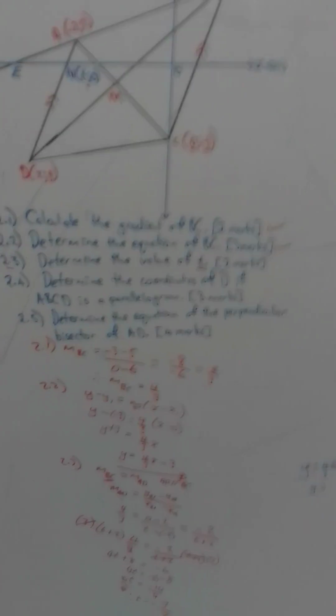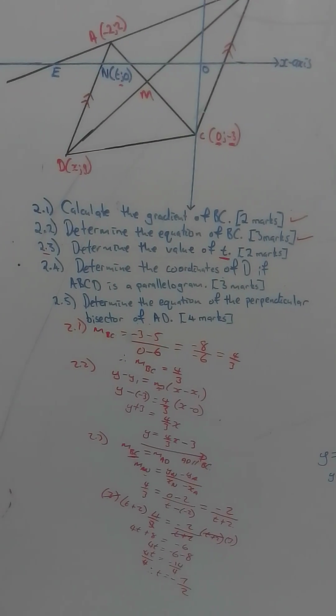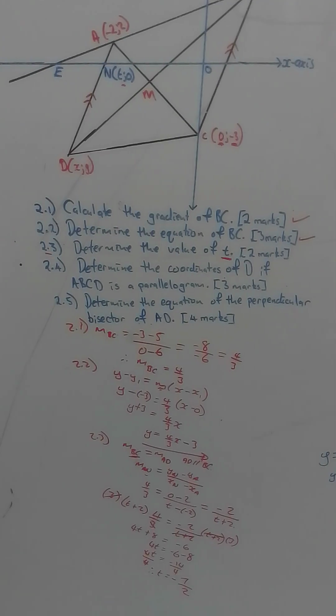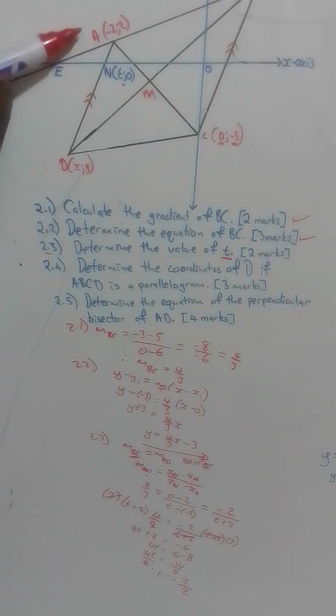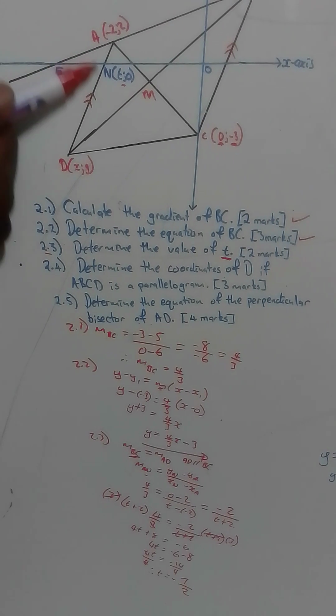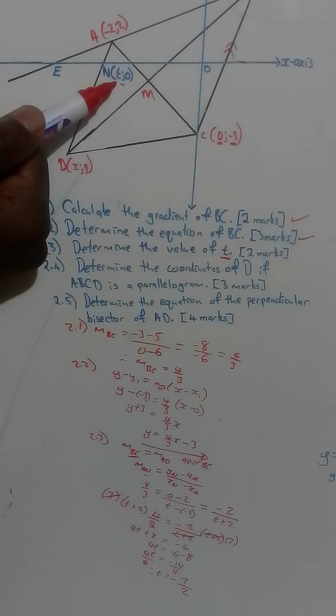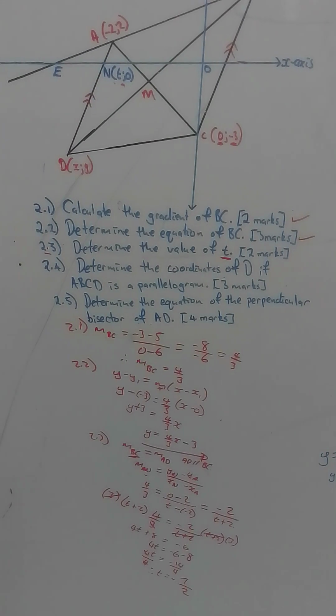We are done. We could have used an alternative method, whereby, since we've got the gradient, we could have found the equation of line AD, and then after finding the equation of line AD, we would substitute this point 0 and find x. It's an alternative method. All right, so let's move on.